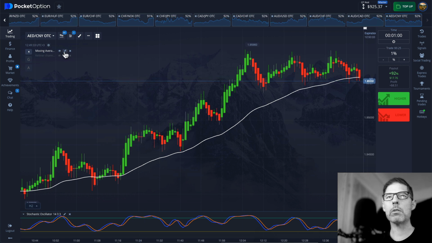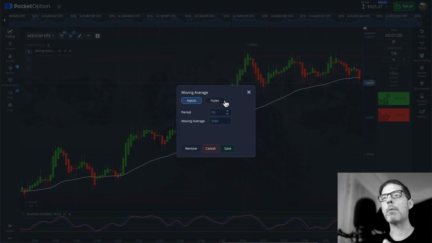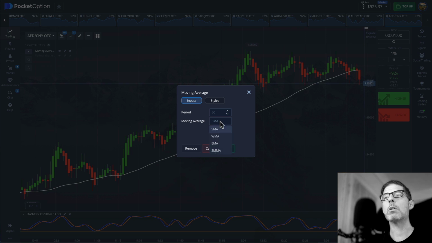Click on the little pencil icon next to the name of that. And when you do that, you're going to have a few options. Set the period to 50. Okay, so this is going to be a 50 moving average, which means it's basically going to show you the average of the last 50 candles. Okay, and we're going to set the moving average to EMA, which is an exponential moving average. You can set this to SMA if you want to. It gives you a little bit of a smoother line, but for me, I'm going to set this on EMA.